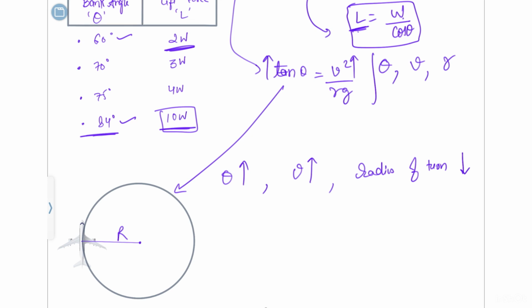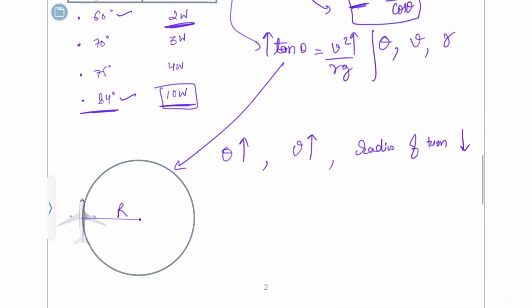So in case of a fighter, the velocity is very high and it can take a sharper, tighter turn, and the radius of turn is reduced. However, in the commercial flight, the bank angle is not much, the velocity is somewhere okay, and the radius can increase. So tan theta and the radius are inversely proportional to each other, and the velocity and theta are directly proportional. So all three should balance each other.